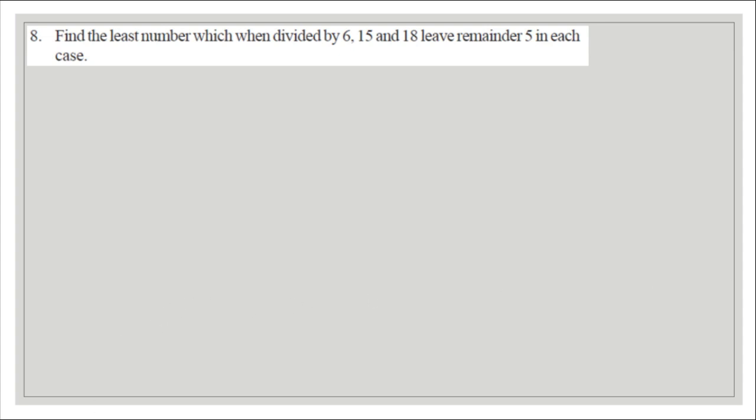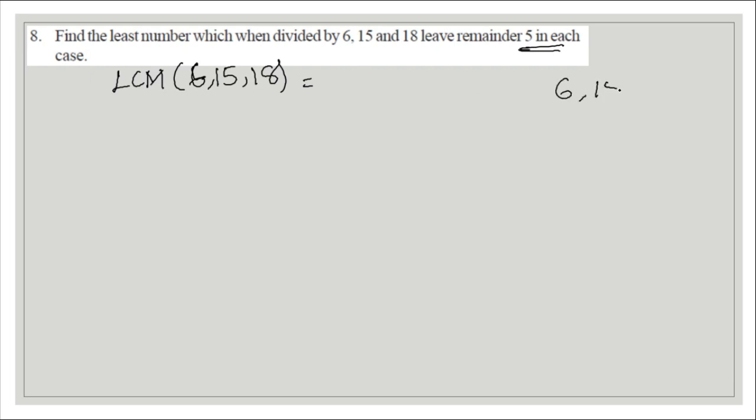Question number 8. Find the least number which, when divided by 6, 15 and 18, leaves the remainder 5 in each case. First we will find the least common multiple, that's LCM. So we'll find the LCM of 6, 15 and 18. Then they have given that 5 will be the remainder. We shall add 5 to the LCM. We will get the required answer.